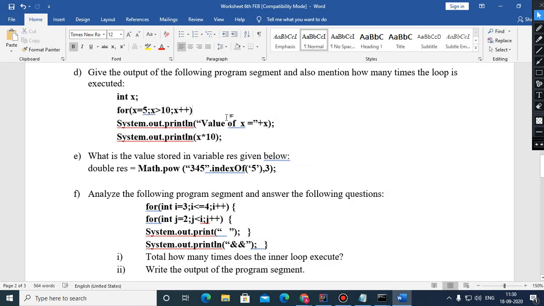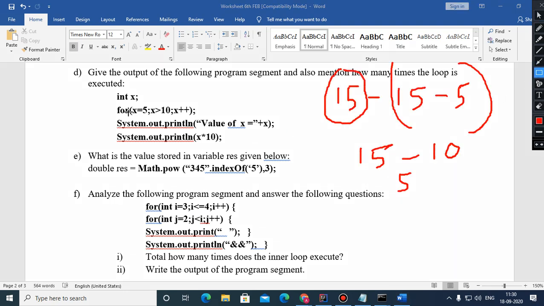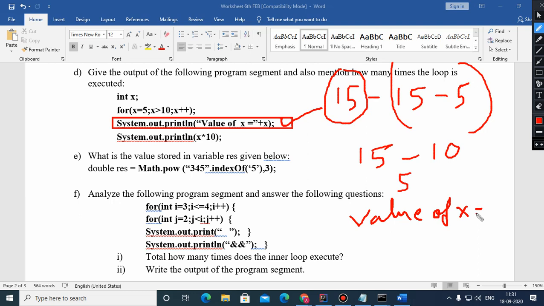But if I put the semicolon, then what is the answer? What is the answer? The answer will be in 2 lines, because now this statement is outside that for loop. So this will also execute this time. So x is equals to 5. Here answer will be value of x is equals to 5, and here on the next line the answer will be 50. This will be the output.